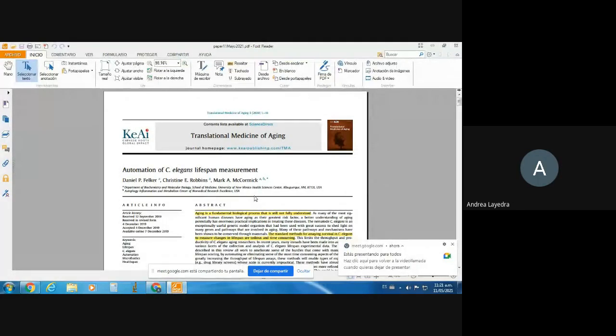Okay, I will be talking about this paper called Automation of C. elegans Lifespan Measurement. Well, aging is a fundamental biological process that is not yet fully understood. The standard methods have been developed to assess survivorship in C. elegans, but they are tedious and time-consuming. This review presents current advances in methods for analyzing lifespan in C. elegans, and I will focus on methods that use microfluidic devices to automate data collection.